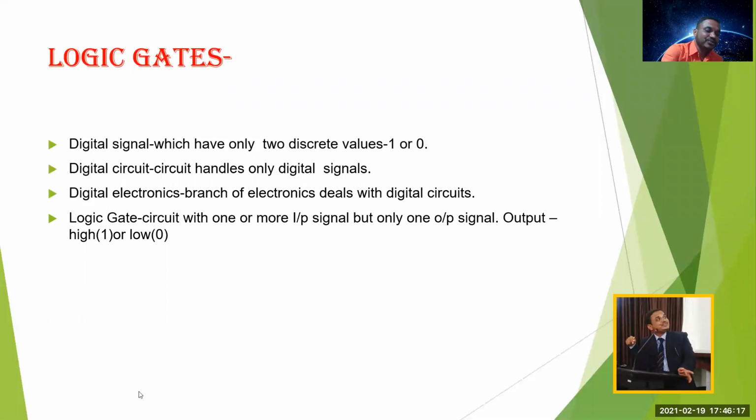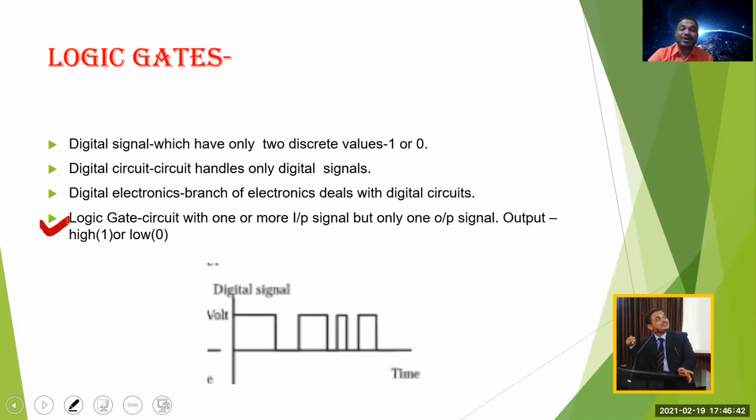So logic gate, you see on the screen, that is, a logic gate is a circuit with one or more input signals but has only one output signal, either high, that is 1, or low, 0, is called a logic gate. So on the screen you see a digital signal, this is a high value and this is a low value. So high value is called 1 and low value is called 0.